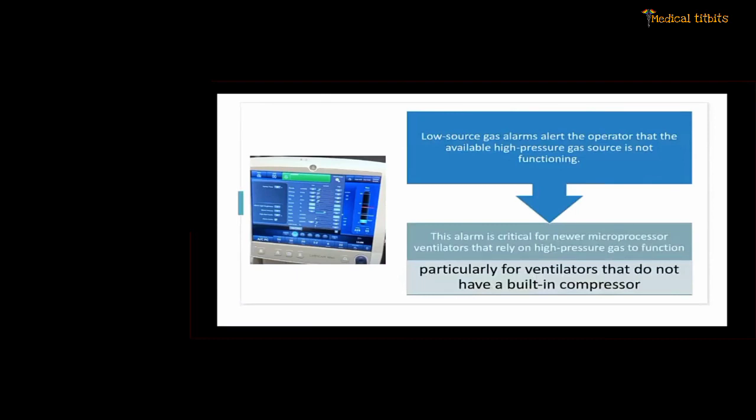Low source gas alarms alert the operator that the available high pressure source is not functioning. So this alarm is critical for newer microprocessor ventilators that rely on high pressure gas to function, particularly for ventilators that do not have a built-in compressor.